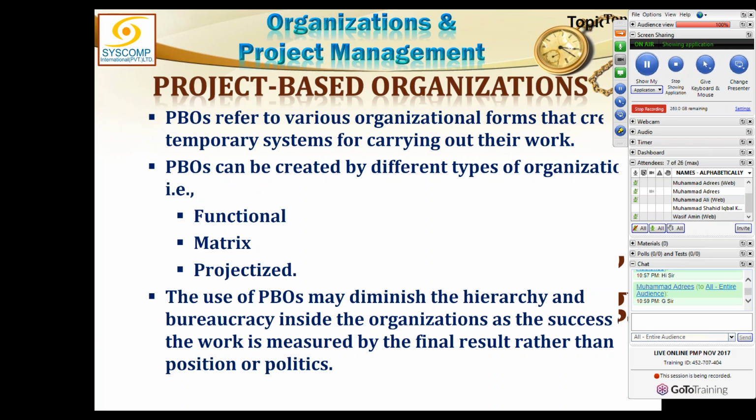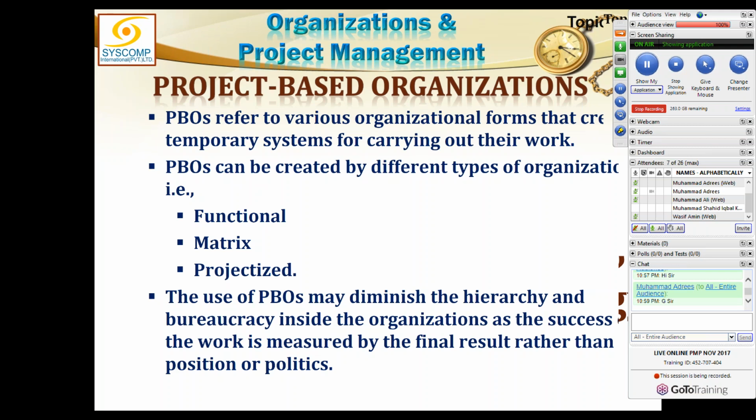The whole organization could be a PBO for some time. Maybe there is a school which has been, during the elections, the function of the school has been changed to election office. So all the staff of the school for that short duration of time would become a project-based organization for the conduct of elections. And after the elections, they will again revert back to their original duties of running the school.